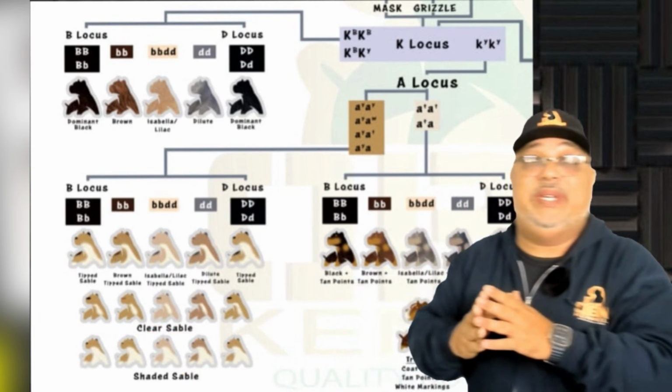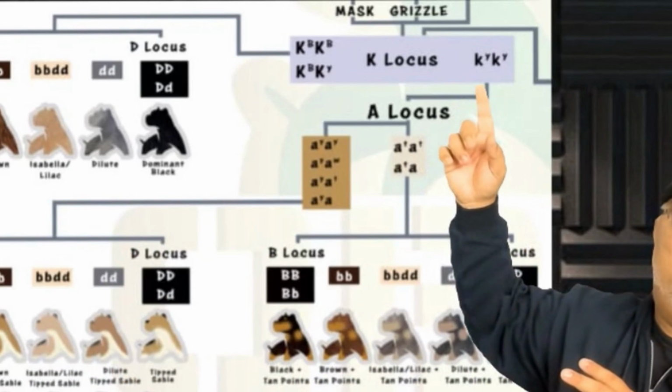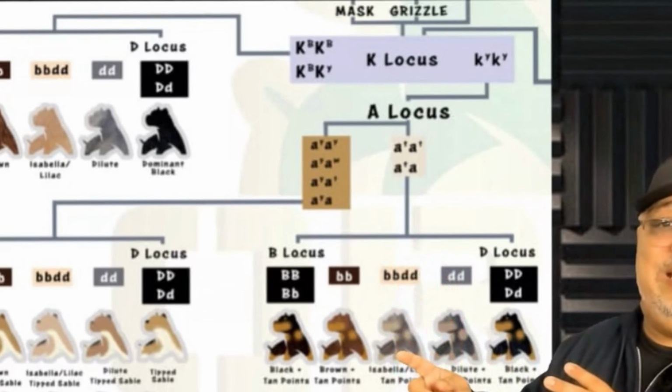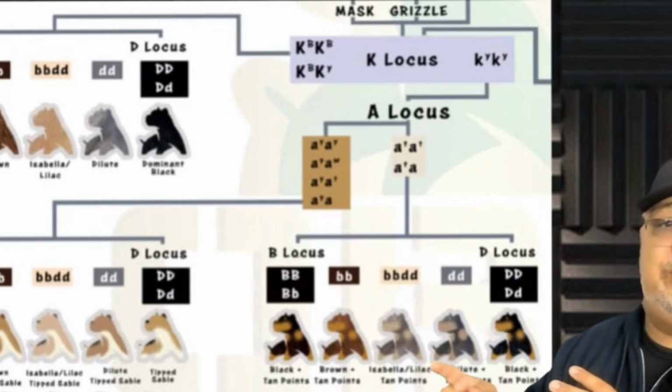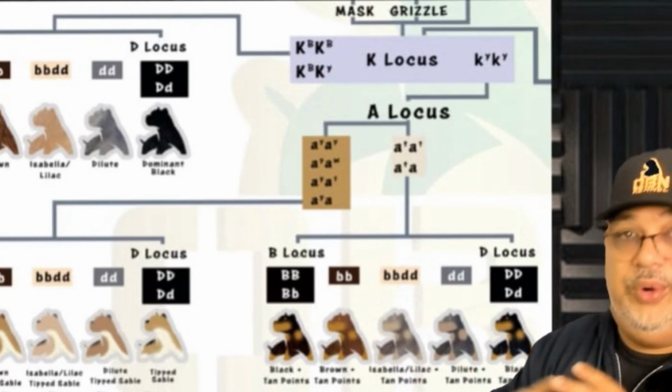Second part of the question is, if you have a dog that has KY, also has AT-AT, and has any one of these two combinations right here, is that referred to as a ghost tri or a full tri?